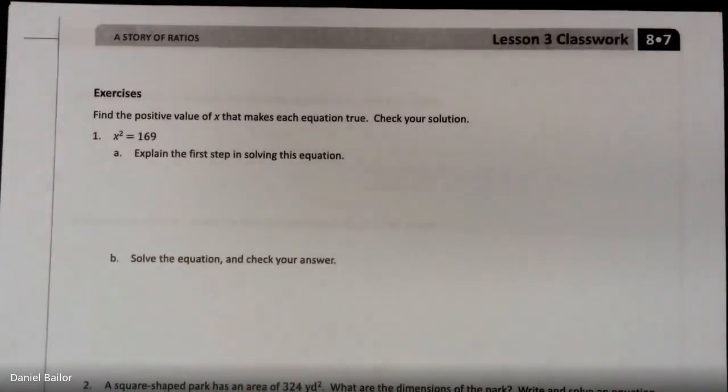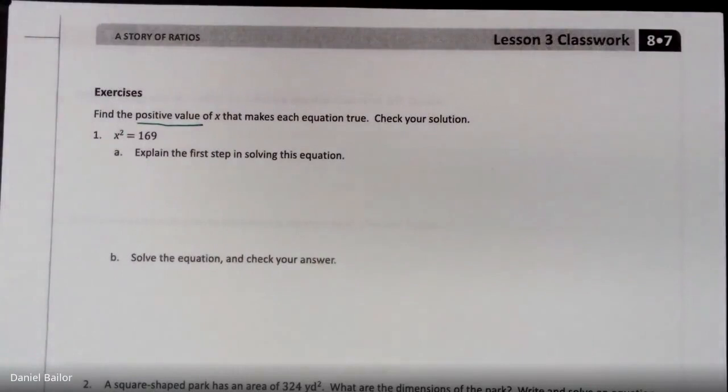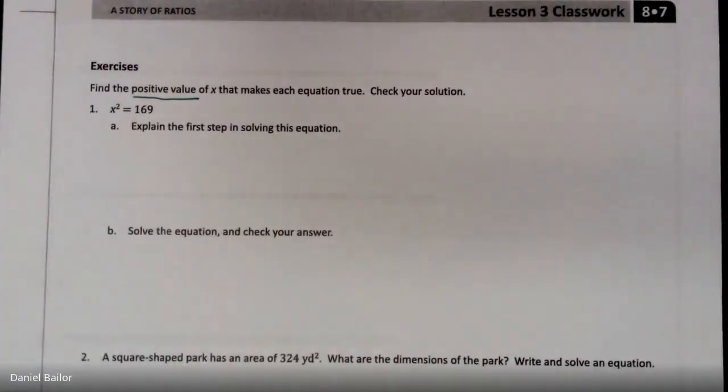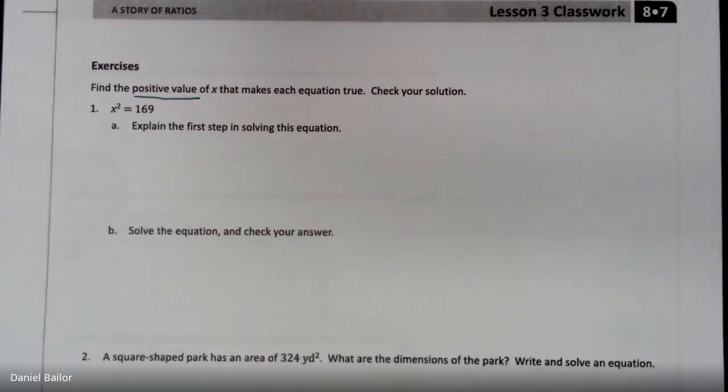Here we go. Exercise 1 on page 26. It says, find the positive value of x. So this is a positive value. Remember, square roots can be negative because a negative times a negative still makes a positive, but we are just worried about positives today. The positive value of x that makes it true. So it says x squared equals 169.